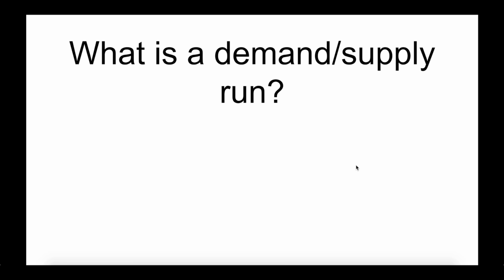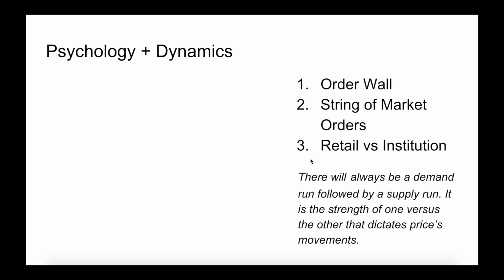We can exploit these types of dynamics within the market by trying to get our orders filled and also to scalp the market in the very short term. So let's begin with looking at the order book dynamics. There will always be a demand run followed by a supply run, and this is pretty important.